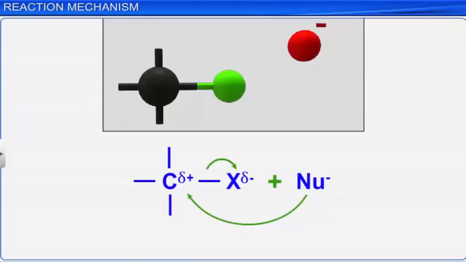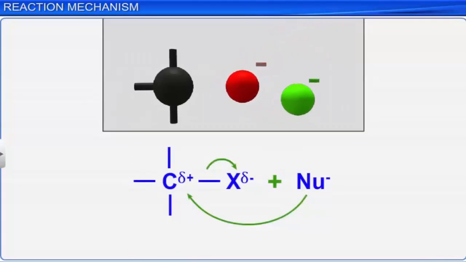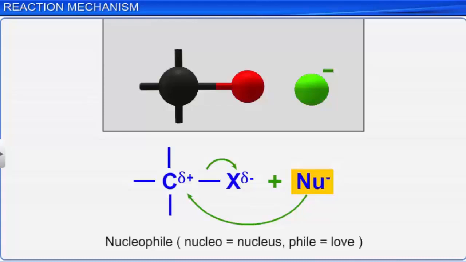An electron-rich reagent that donates electrons to the positive or electron-deficient site in a compound is called a nucleophile. A nucleophile is a nucleus-loving species, as it is electron-rich.